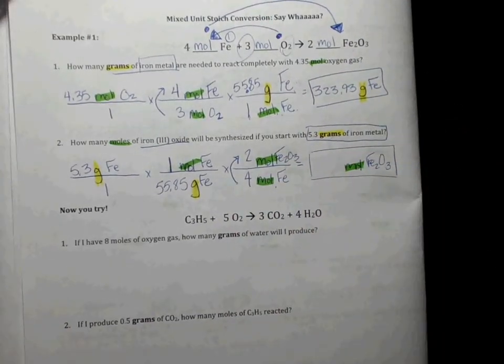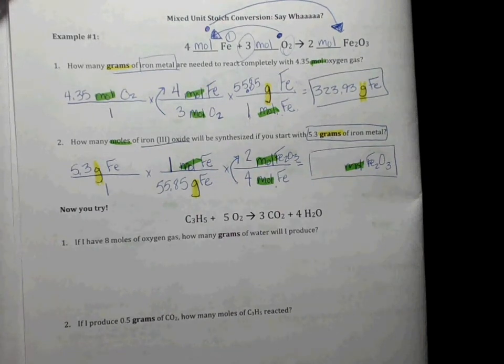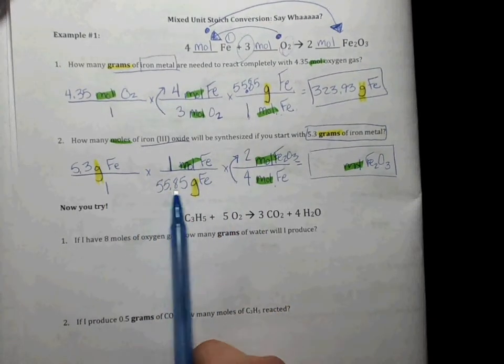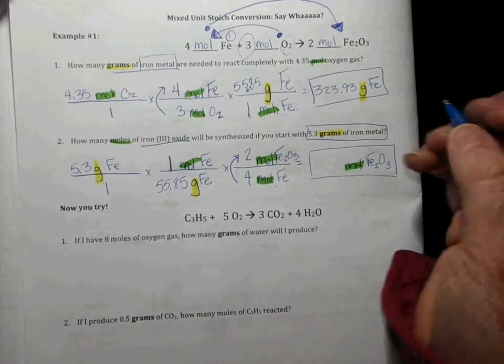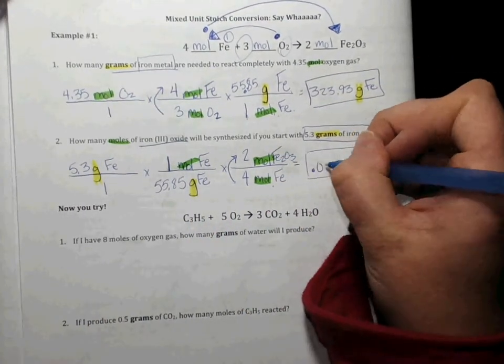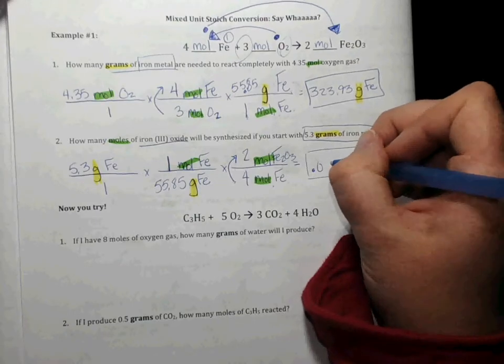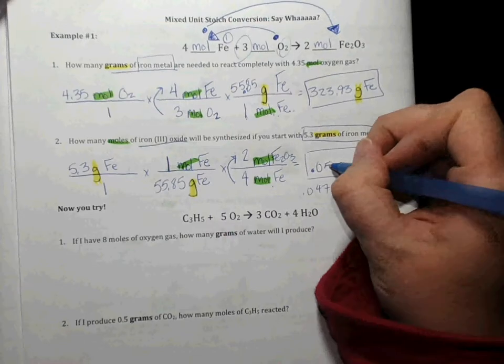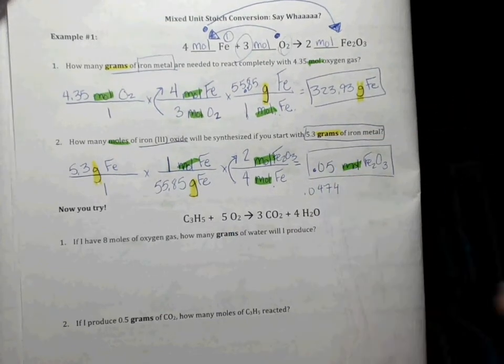Now we stick it in our calculator. 5.3 divided by 55.85 times 2 divided by 4. Or you could do 5.3 times 2 divided by this and that. I mean, you're going to get the same answer. 0.0474, that rounds to 0.05. We're still going to keep it to 2 decimal places. Okay.